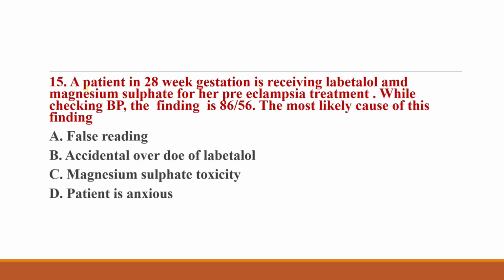Next question. A patient at 28 weeks gestation is receiving labetalol and magnesium sulfate for her preeclampsia treatment. While checking BP, the finding is 86/56. The most likely cause of this finding? Option A, false reading, B, accidental overdose of labetalol, C, magnesium sulfate toxicity, D, patient is anxious. Answer is B, accidental overdose of labetalol.